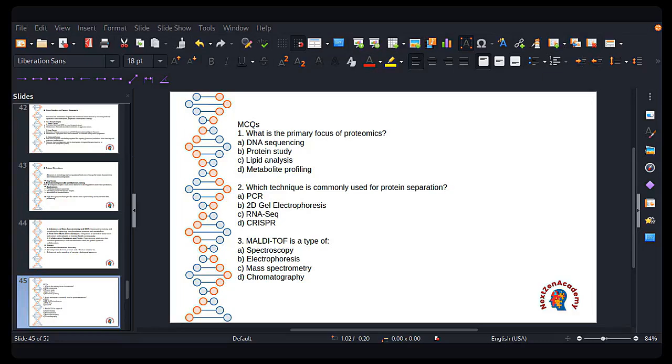Which technique is commonly used for protein separation? 2D gel electrophoresis. We talked about 3 techniques there, right?